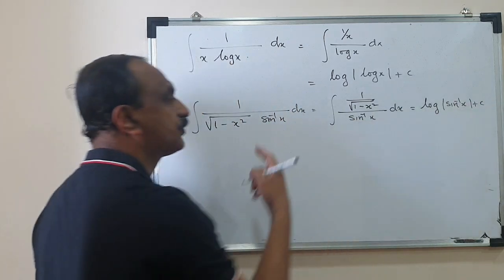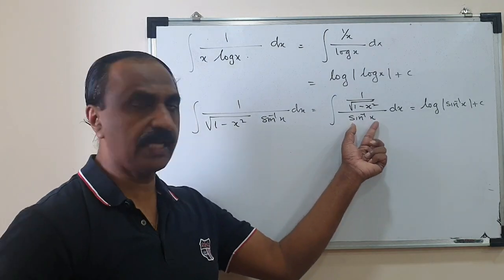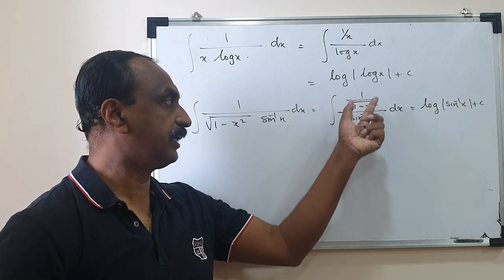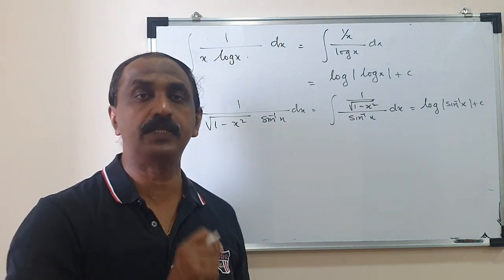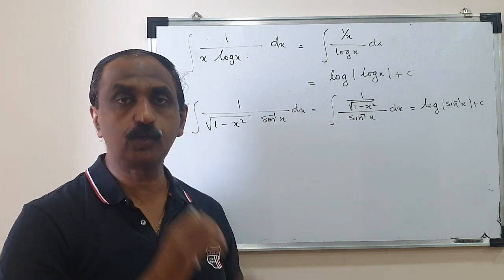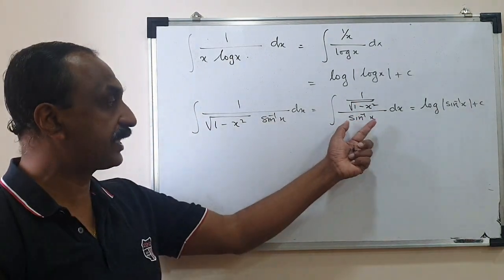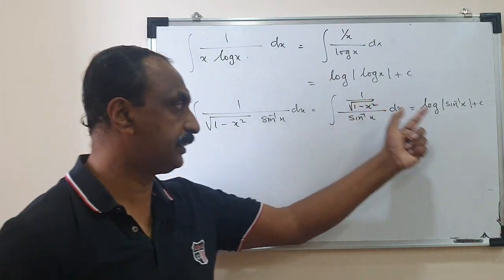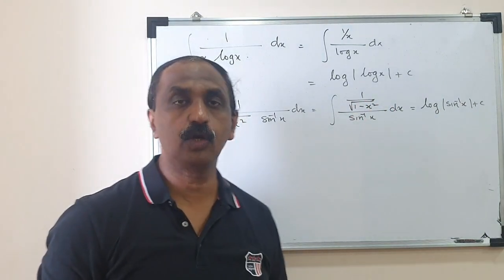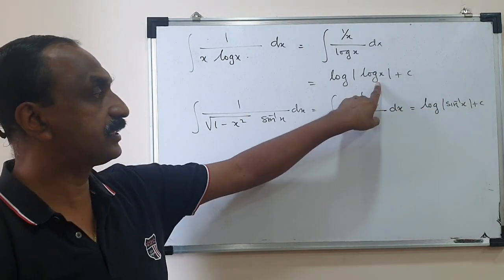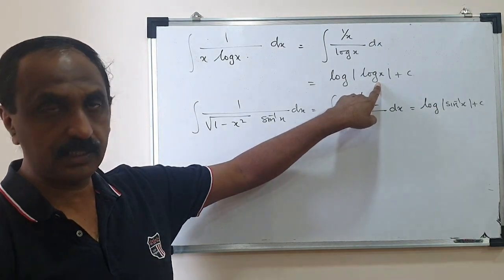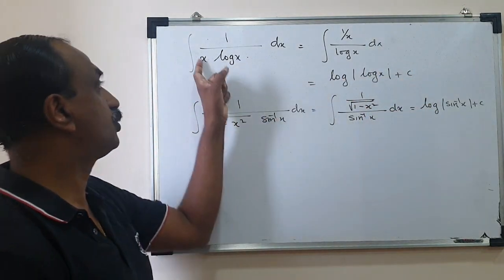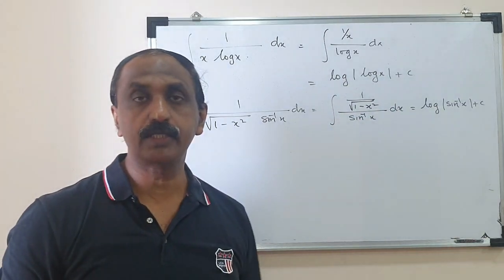So when can I apply this formula? Whenever the denominator's derivative is present in the numerator. There should not be any difference. There should not be a constant extra. There should not be any x extra. So you should have exactly the denominator's derivative as the numerator. Then only we can write the integral as log of the denominator. Verify whether this answer is correct. How do you verify if the answer is correct? If I differentiate it, I should come back to this. What is the derivative of log of log x?